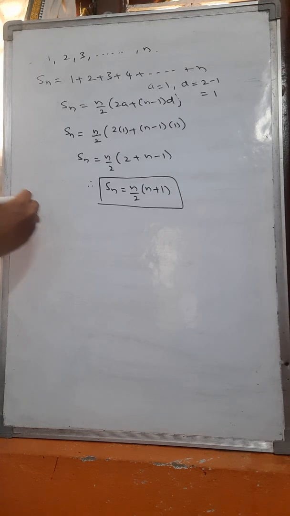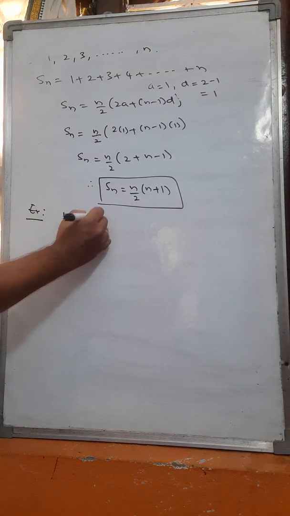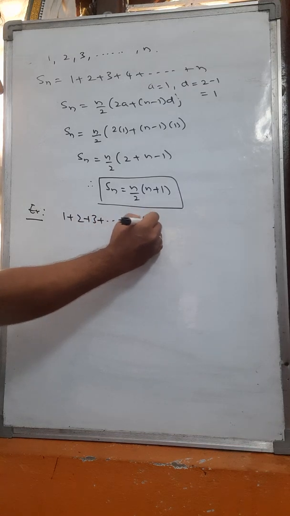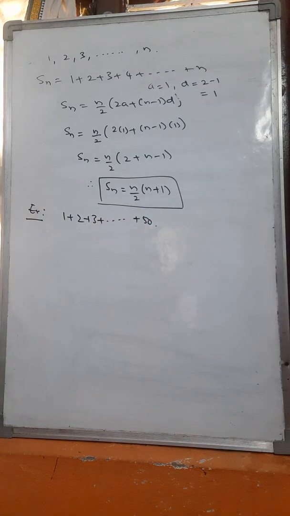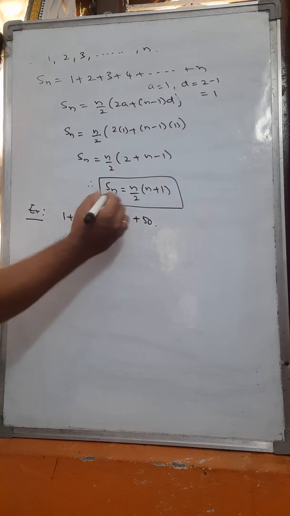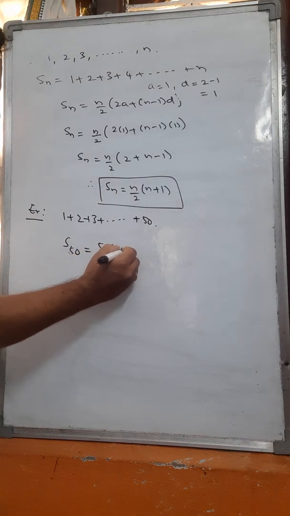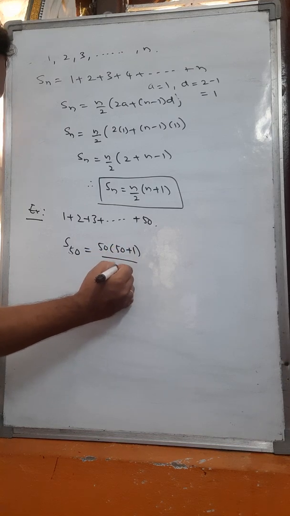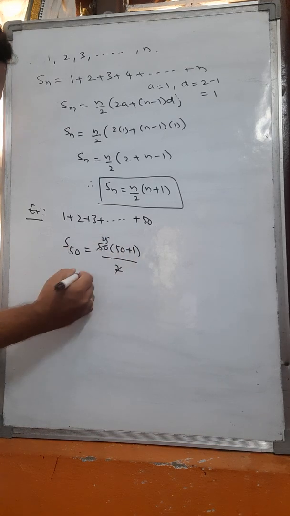As the first example, the sum of the first 50 natural numbers, that means 1 plus 2 plus 3 plus and so on plus 50. It is the sum of 50 terms, that is S50 is equal to, what is the formula? 50 into 50 plus 1 by 2. So 2 ones are 2, 25s are.